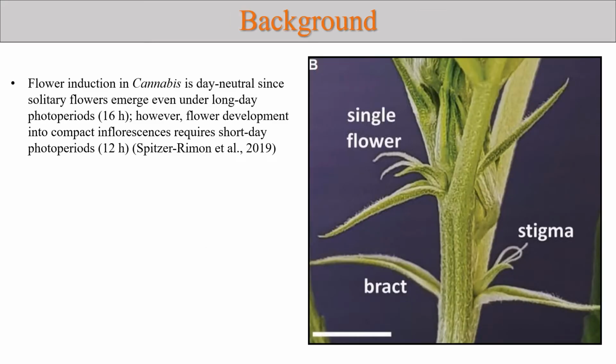In 2019, a study was published largely looking at the morphology of cannabis under long day and short day photoperiods. What they found was that solitary flowers would emerge even under long day photoperiods. So, because of this, they concluded that flower initiation in cannabis is a day-neutral response. However, development into the compact inflorescences requires short day photoperiods. So, from this study alone, we were just curious whether they were seeing these solitary flowers emerge because they were not providing a long enough photoperiod.